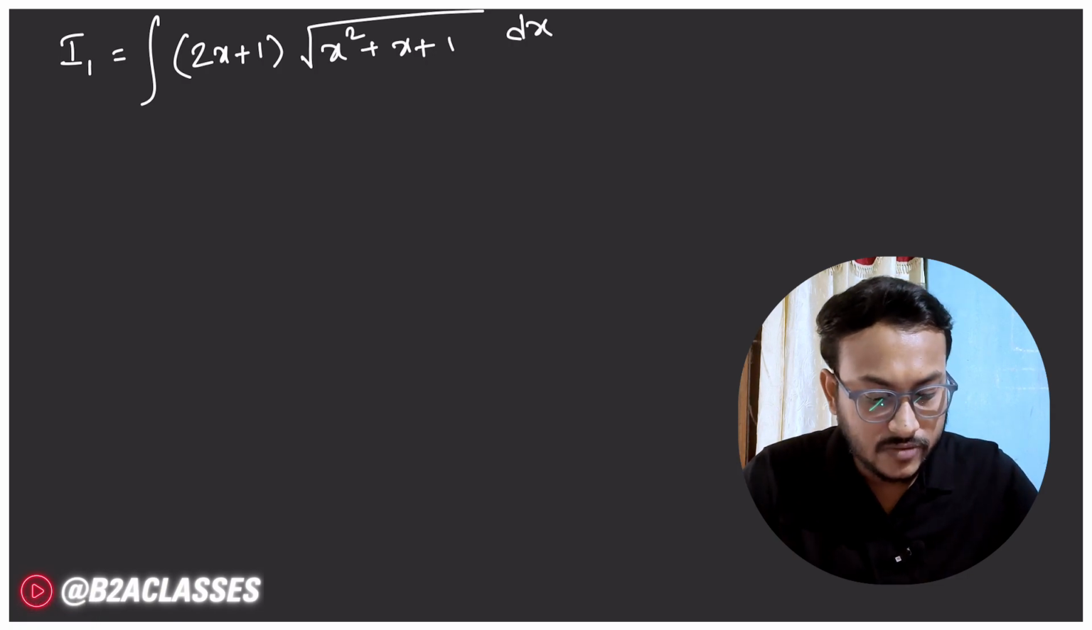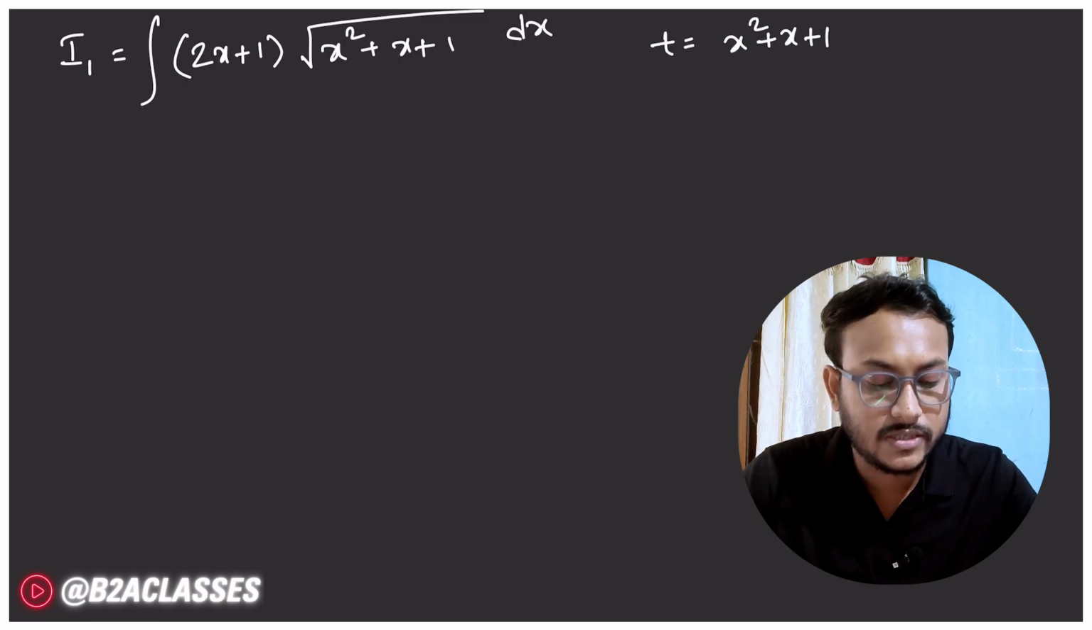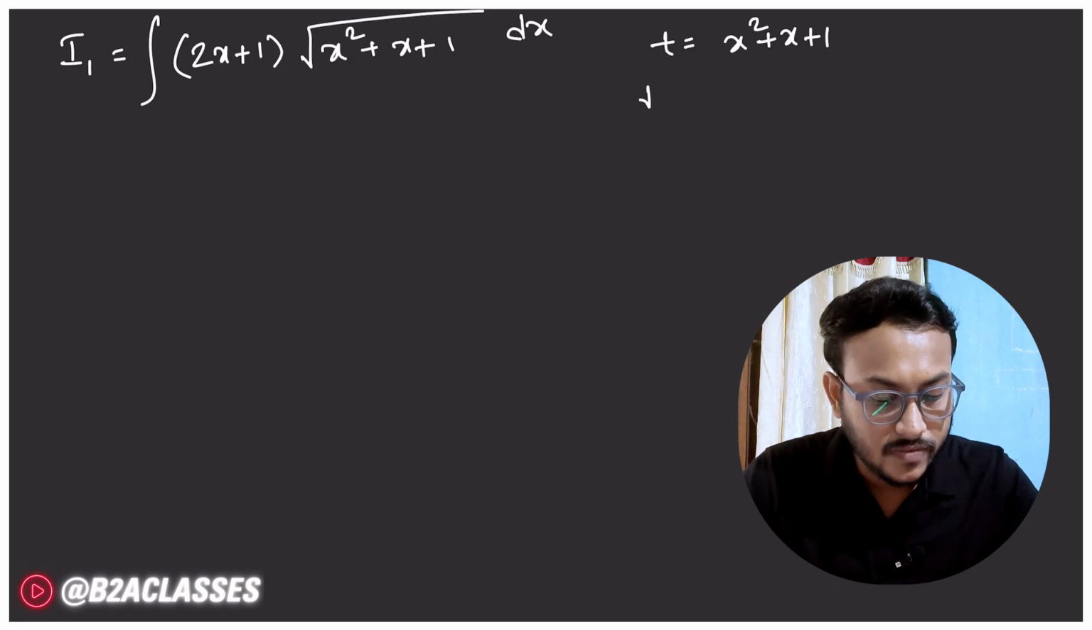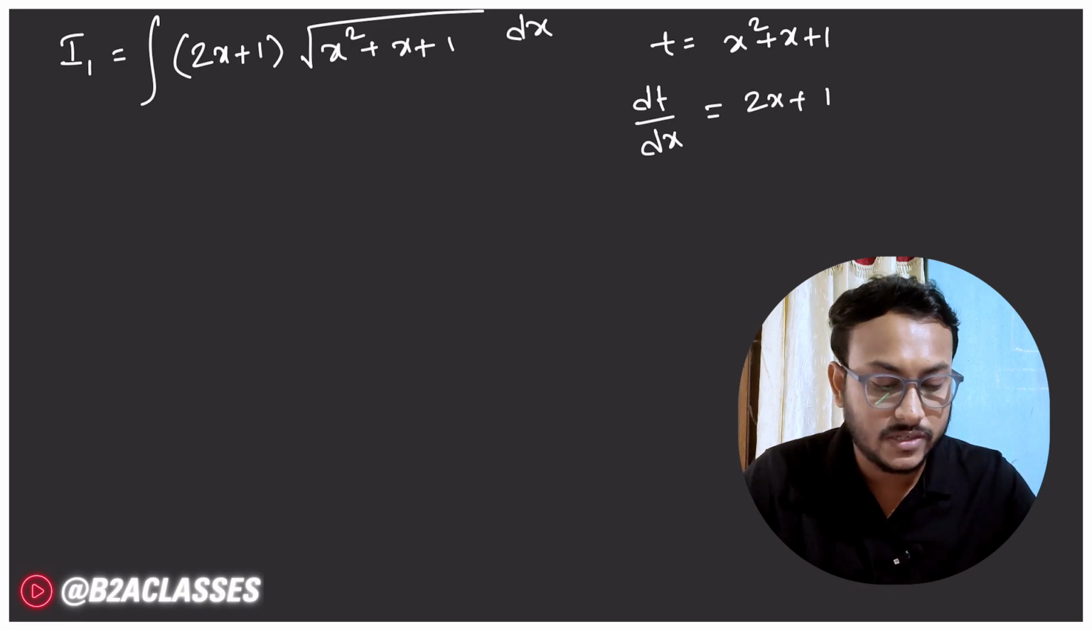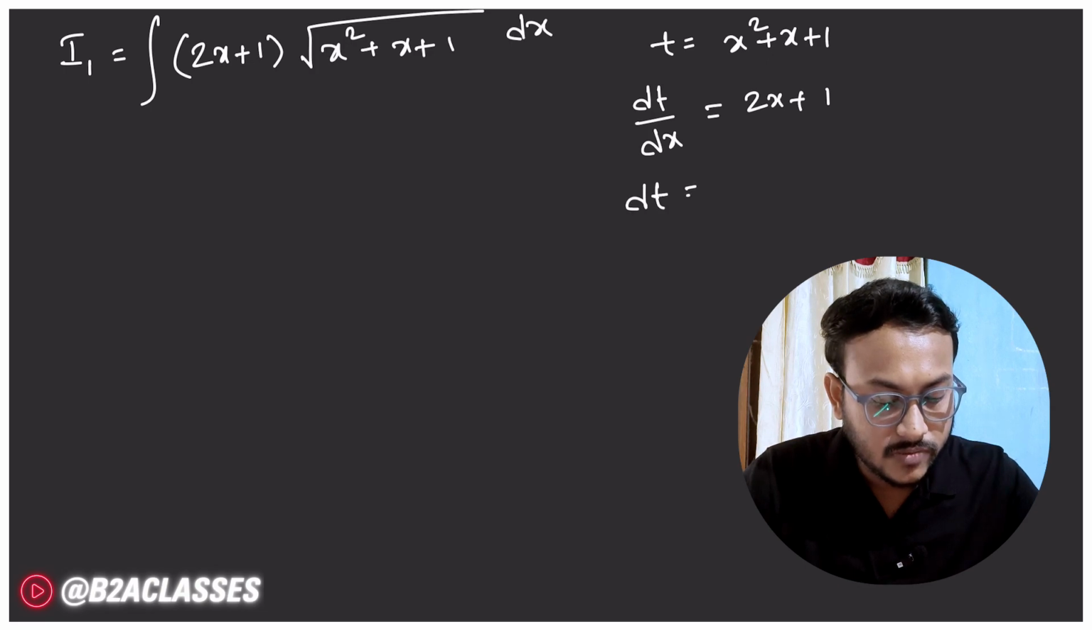Let's say t is equal to x square plus x plus 1. We have considered t equals x square plus x plus 1. From here I can differentiate this equation. I will get 2x plus 1. The derivative of x square is 2x and the derivative of x is 1. Now, cross multiplying, I will get dt equals (2x plus 1) into dx.